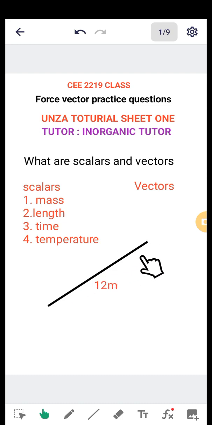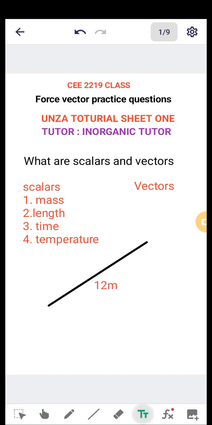So what do we mean by direction? Since we said vectors are those quantities which have both magnitude and direction, what about the direction? The direction is simply the angle. On this topic you'll be referring to it as the angle between the reference axis and the force.